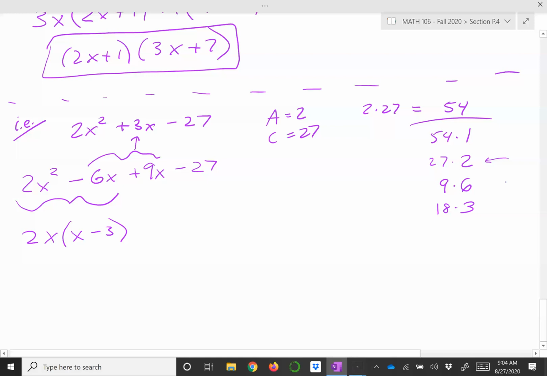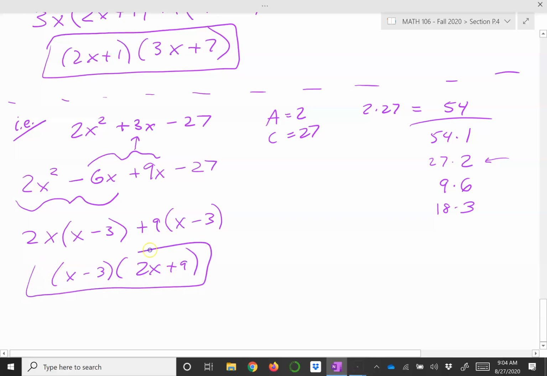So I have my 2x times that x minus 3. And then out of these other ones, I'm probably going to take out a 9. Yep, can't take out an x. And then we have x minus 3. And then combine everything here. And then just do a final check to see if I could factor those anymore, and I cannot.